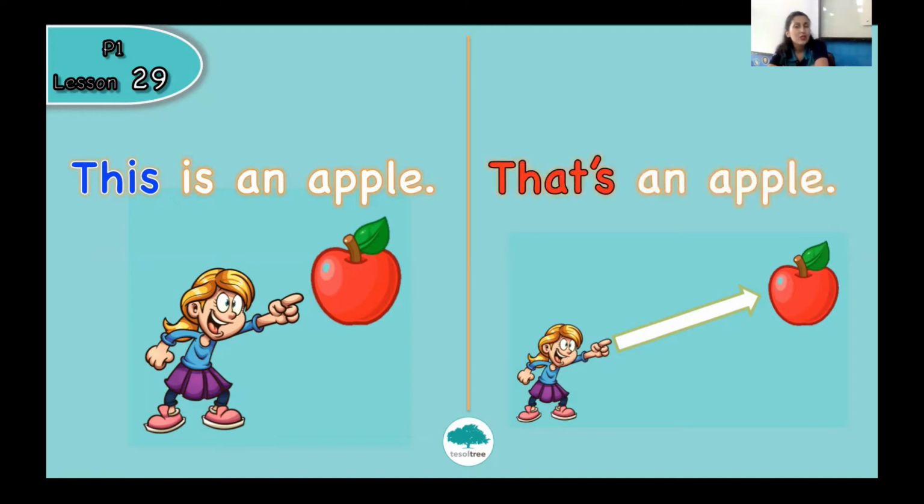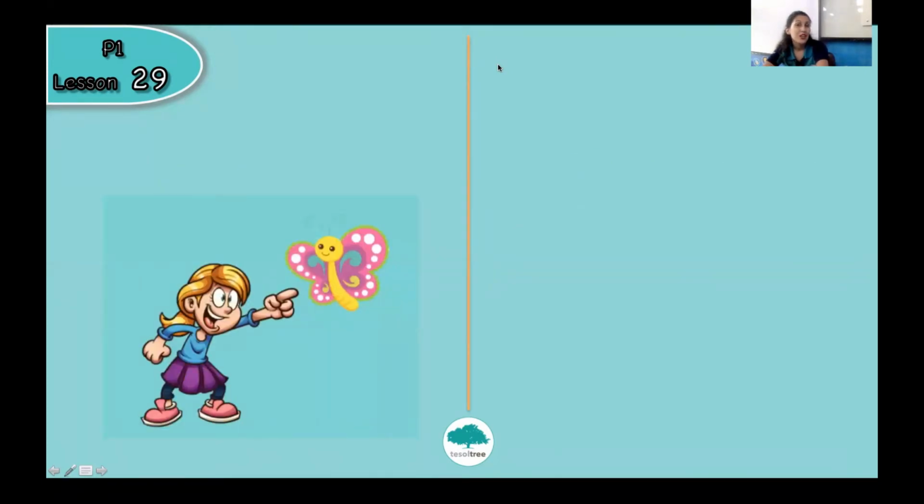And here you can see the short form of that is. Just use that's. It will be easier. That's an apple. Read together with me. That's an apple. Okay, let's see one more example. Here you can see a girl, right? And she points at a butterfly. And here you see that they're very close to each other. So we have to say, this is a butterfly.